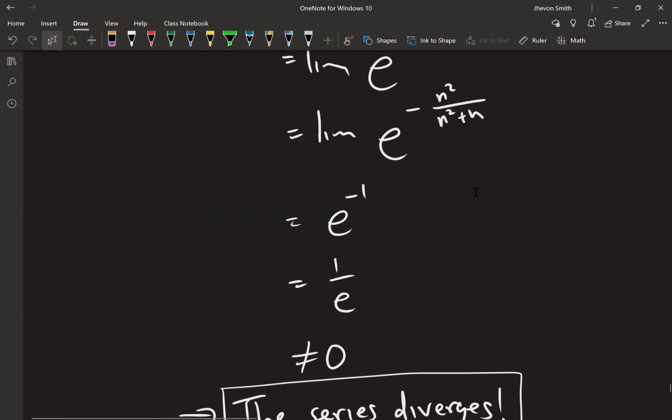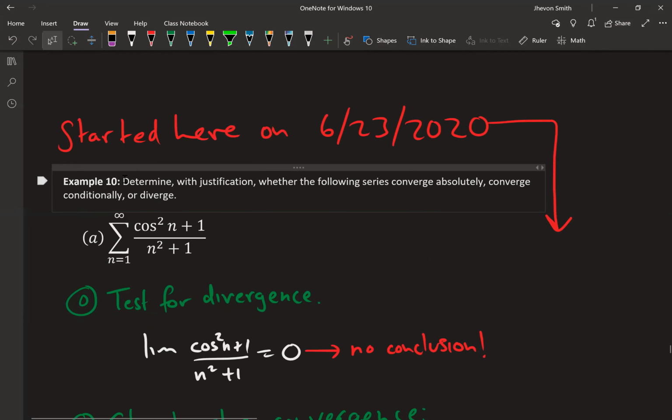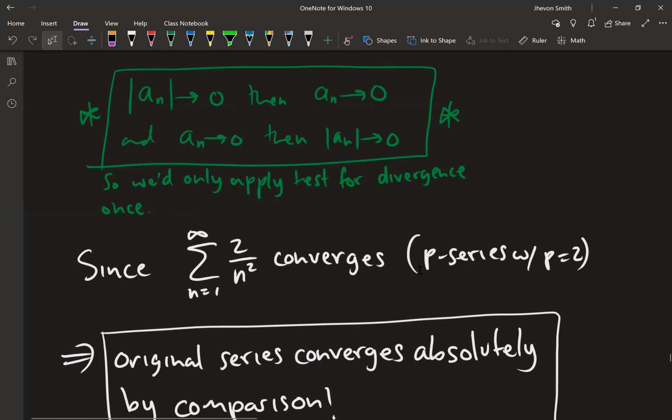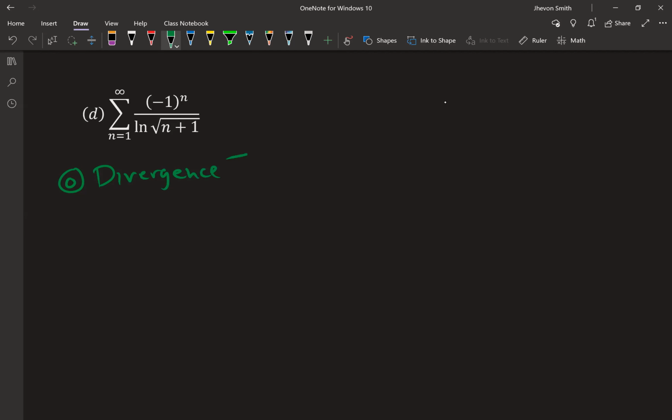Okay. Now, it's been a while, so let me remind you of what the actual question is. Determine with justification whether the following series converge absolutely, converge conditionally, or diverge. When that is the question, what is the first thing you do? Test for divergence. So I'm going to look at the limit of 1 over ln of that, which is 0. So inconclusive.